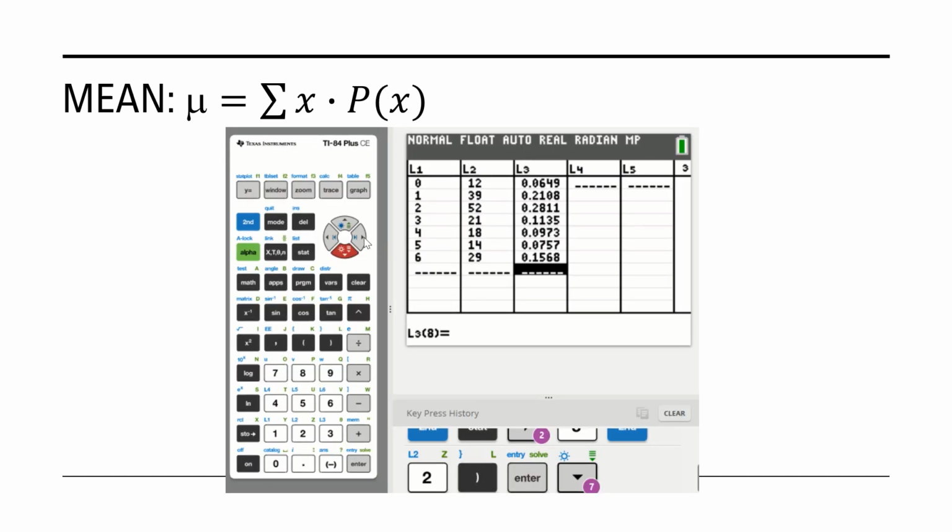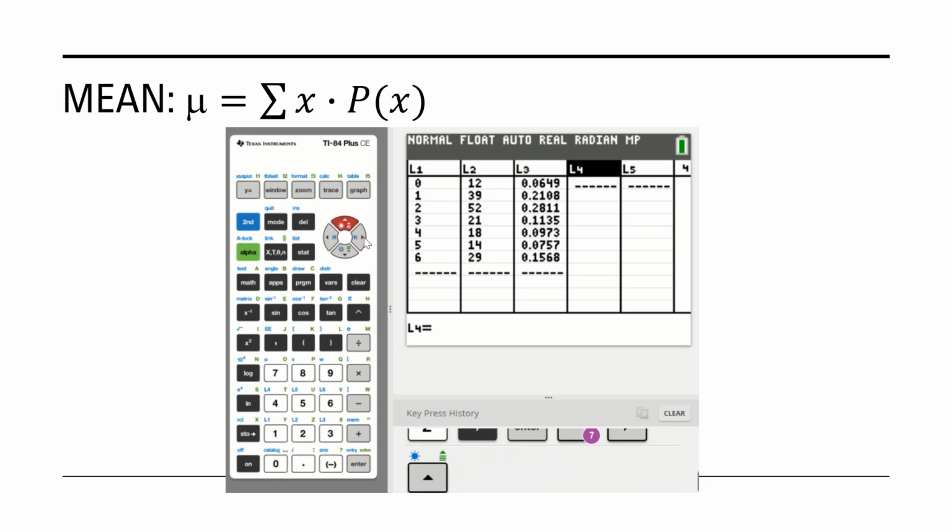So I'm going to go over here to L4. Then I'm going to go up to the name L4 because I don't want to be in an individual cell. And I want to multiply x times p, which means I'm going to multiply L1, second one, times L3, second 3. And it fills in all of my x times p values.